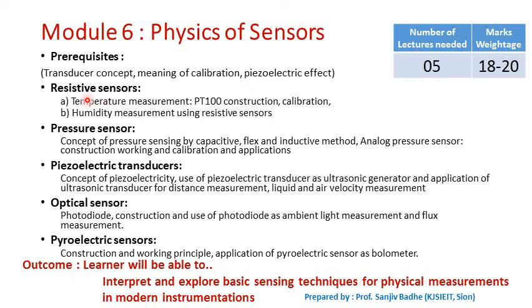Then we will introduce ourselves to the concept of resistive sensors, and we will discuss how the resistive sensors can be used for measuring the temperature and humidity. Then we will go for pressure sensors. We will discuss here methods of measuring the pressure by capacitive method, flex method and inductive method.